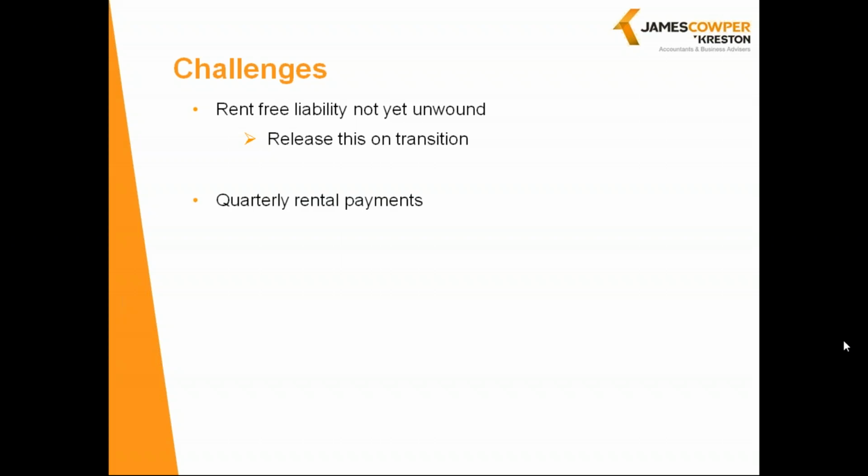The second challenge we foresee is that you might be paying your rentals on a quarterly basis. So when you're looking at your lease liability at the date of application, you may wonder what to do with any prepayment. And again, we think that you should just be looking forwards and looking at the payments that you will be making at that point in the future.